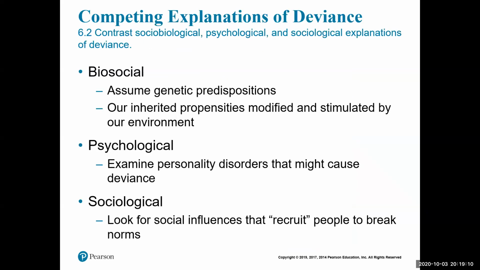When we're looking at the competing explanations of deviance, from a biological or biosocial aspect, they assume genetic predispositions are the inborn tendencies that are committed to the deviant acts people commit. It's our inherited predispositions modified and stimulated by our environment, but underneath the biosocial aspects, they're saying it's within our genetic predisposition. Okay.